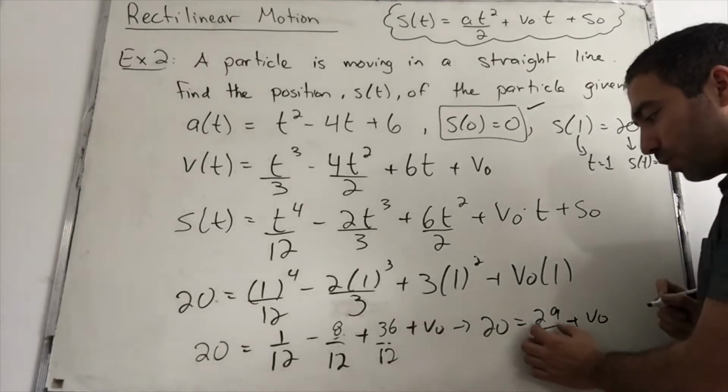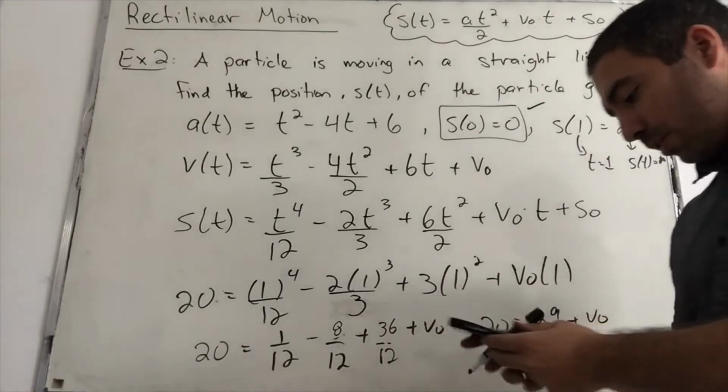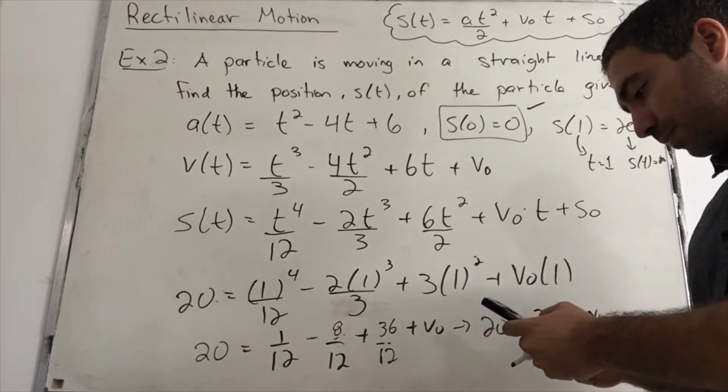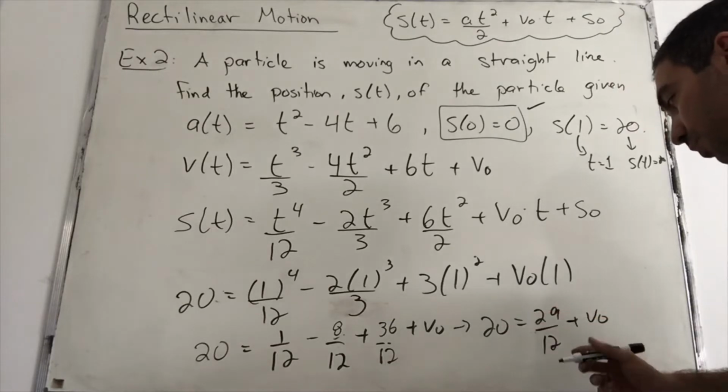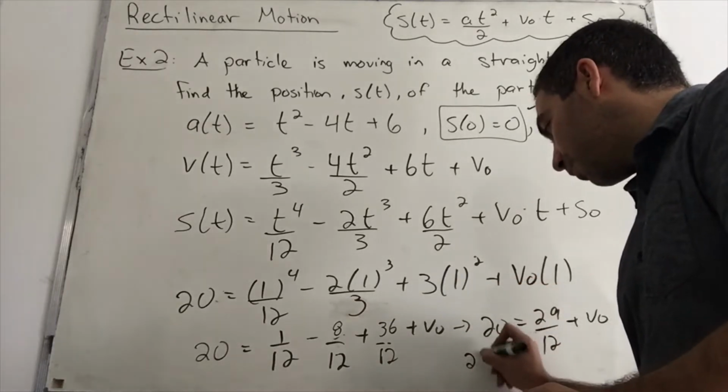We're going to subtract the 29 on 12, giving us, let's use a calculator, 20 minus 29 on 12, 211 on 12. So the initial velocity, V0, is 211 on 12.